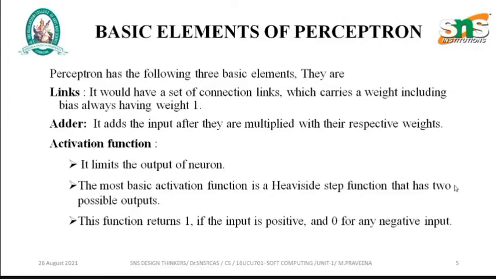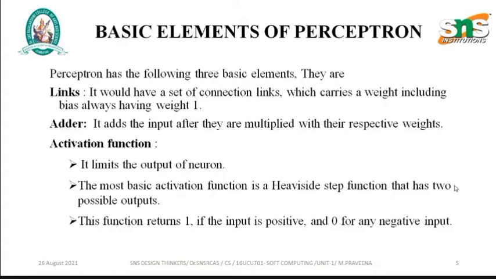What are they? Links, adder, and activation function. Along with the links, we provide input and also the weight, isn't it? So yes, in the link itself, we provide the input and weight. The link would have a set of connection links which carry a weight, including bias, which always has a weight of 1.